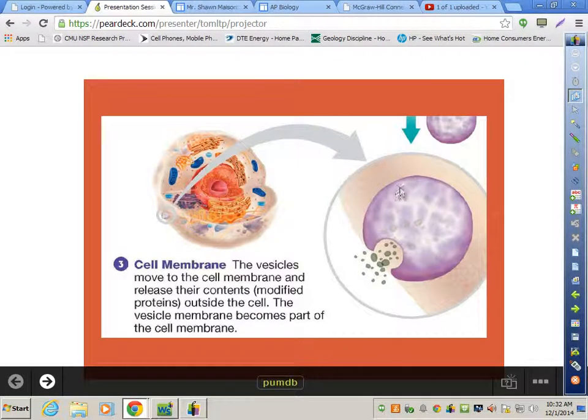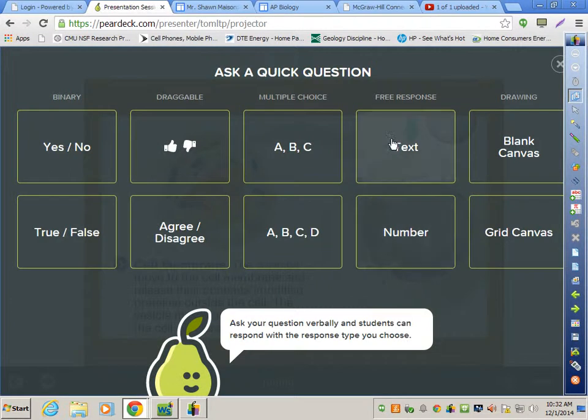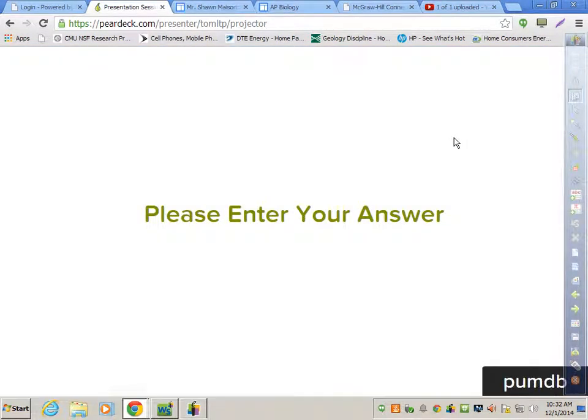So what is this process here? I'm just going to not say anything yet, but let's just look at this process. Let's just pretend that this is going out of the cell. See, it's being released out of the cell. I have to ask a question here. What do we call this process?